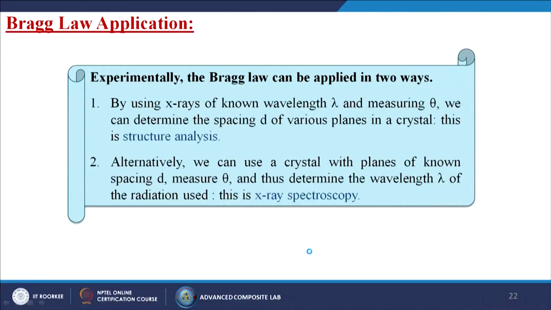Now, what are the applications of Bragg's law? Experimentally, Bragg's law can be applied in 2 ways. First, by using X-rays of known wavelength lambda and measuring the incident angle theta, we can determine the spacing d of various planes in a crystal. This is called structure analysis. So, from these slides, we are actually starting the structural analysis of our materials. Alternatively, we can use a crystal with planes of known spacing d, measure theta and thus determine the wavelength lambda of the radiation used. This is known as X-ray spectroscopy.